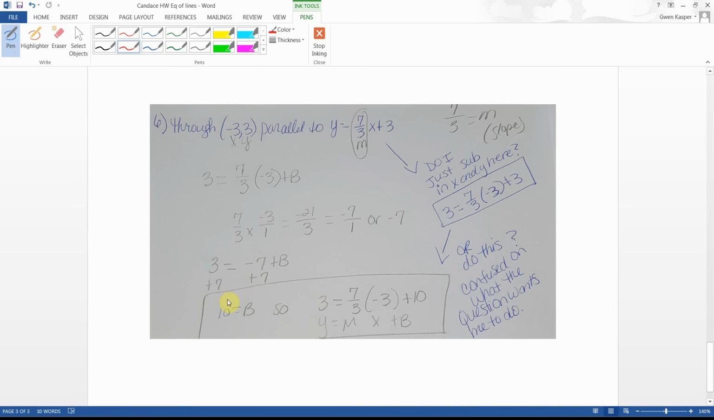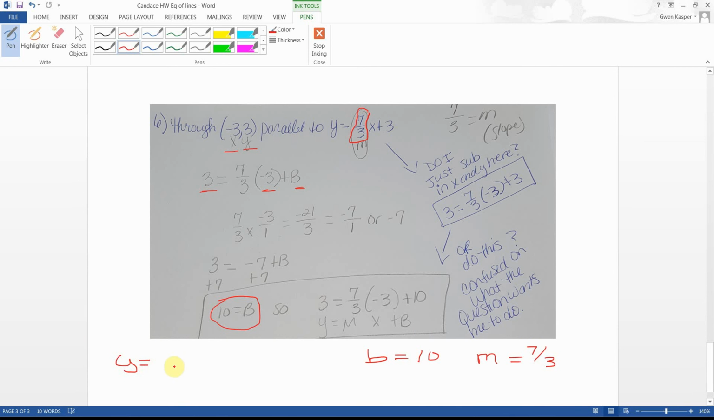B equals 10. That's what I got. Parallel to this line, so this is your slope. So you took your slope, you plugged in your x and y, and you solved for b, and you got 10. So you know that b equals 10, and you know that m equals 7/3. Now plug it into the equation.